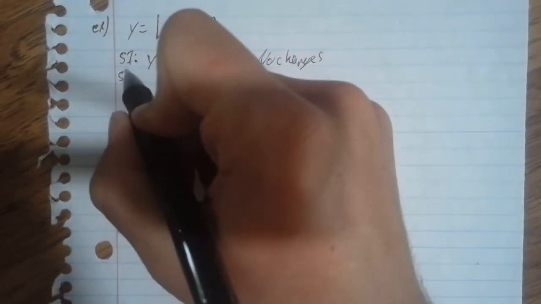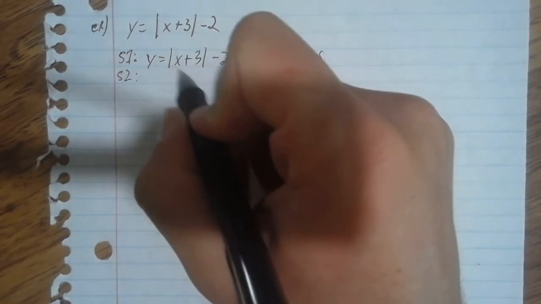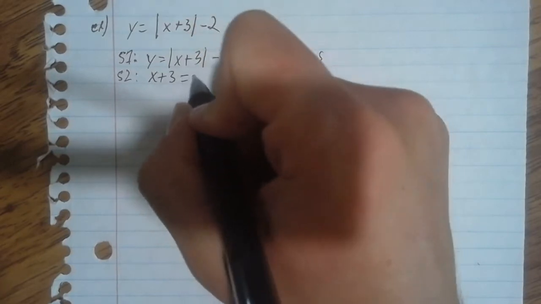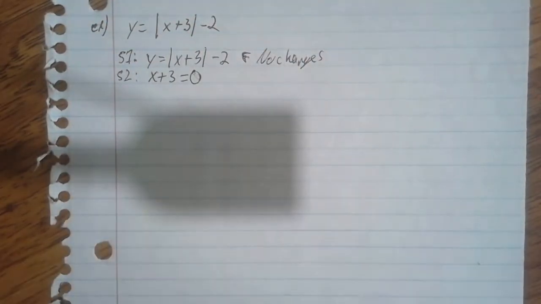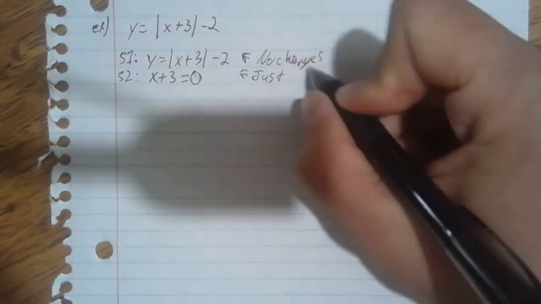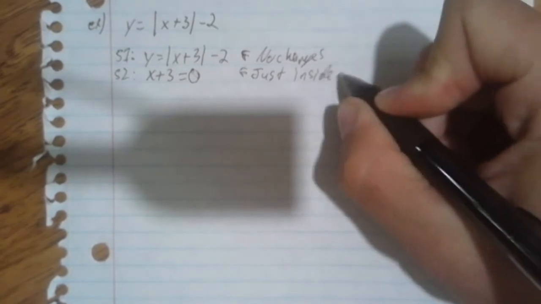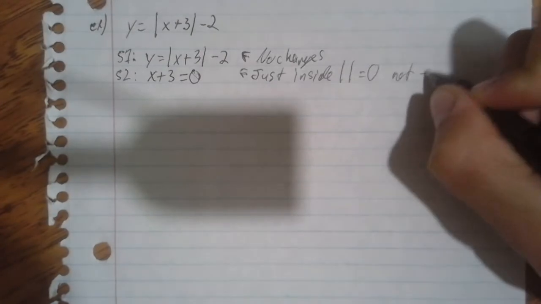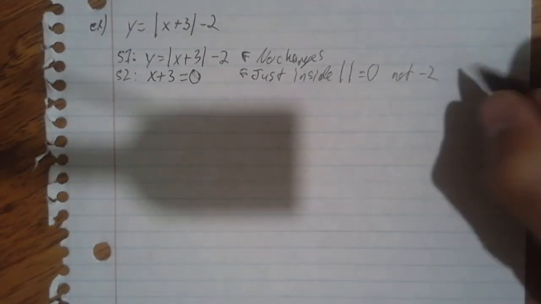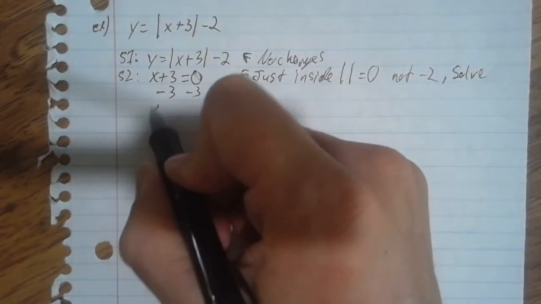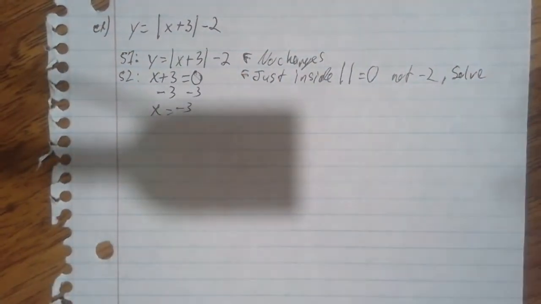Step 2, we just take what's inside the absolute value. So we take x plus 3 equals 0. We don't touch the minus 2. So we take just inside the absolute value equal to 0. So not the minus 2 here. And then we solve. So we subtract 3 from both sides. We get x equals -3.